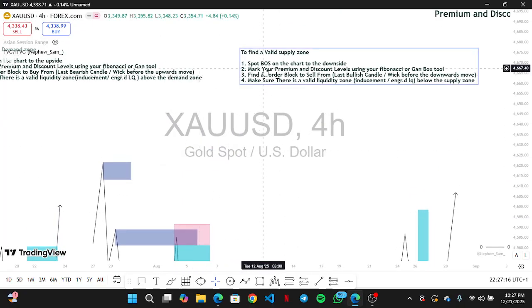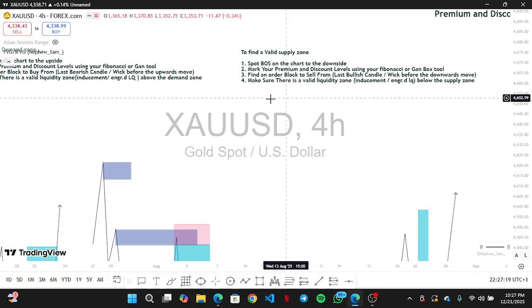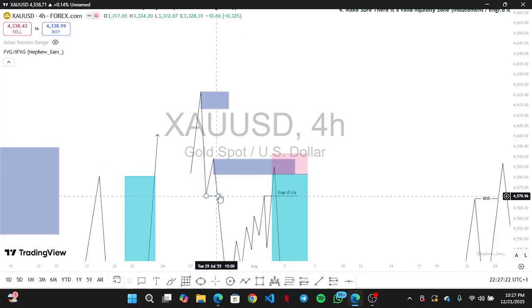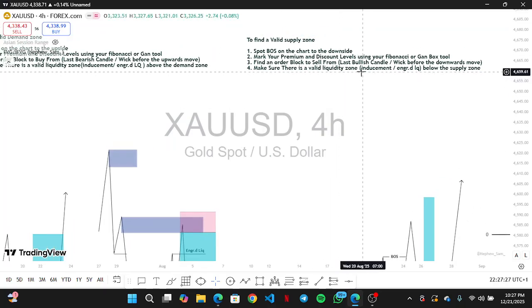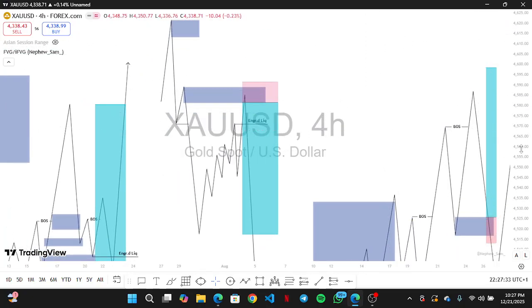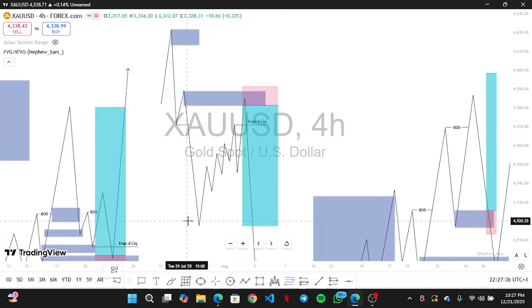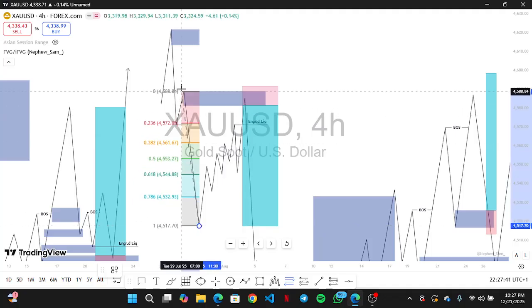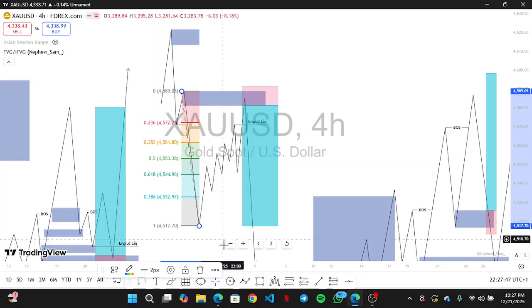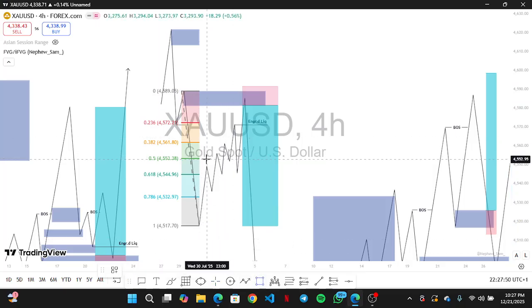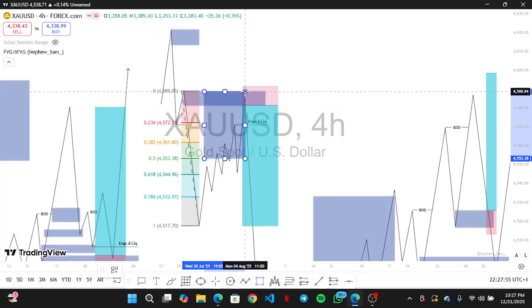So spot a break of structure on the chart to the downside. I've taught you guys on the first call how to identify your BOS. Then mark your premium and discount levels using your Fibonacci or Gann box tool. So only be intending to buy or sell from 50% of whatever move you're looking at. Price moved from up here to down here within this period of time. So this entire area is a potential zone for price to begin selling off of.